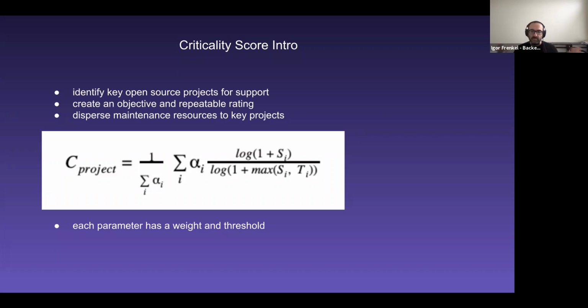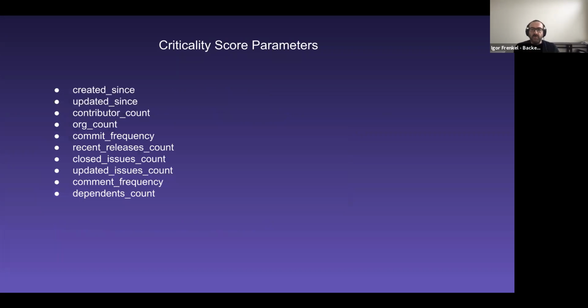So, starting from the top. Again, it's a pretty straightforward formula. You have several parameters for rating, and then you have a weight for each parameter and a threshold, which basically just makes sure that some of these parameters don't run away from us in case they weigh too heavily. So these are the current ones. Just to give you an intuitive understanding, there are things like created, updated.